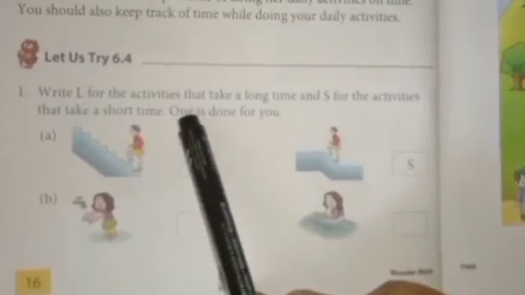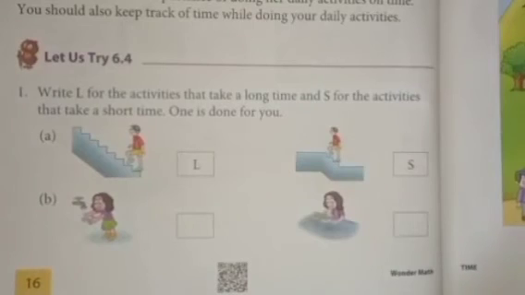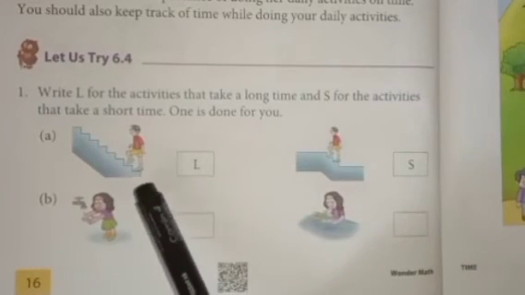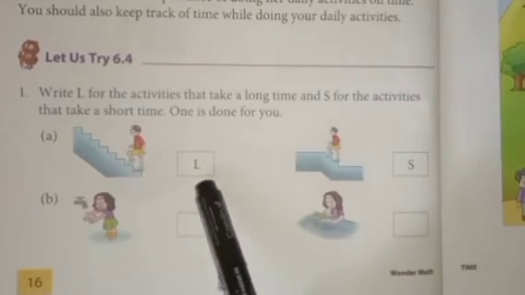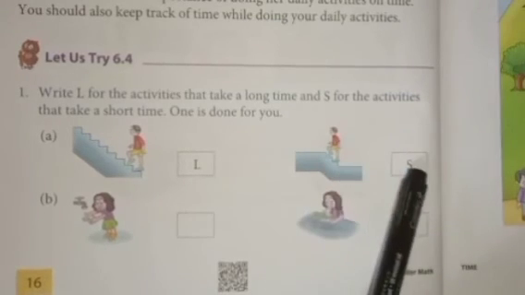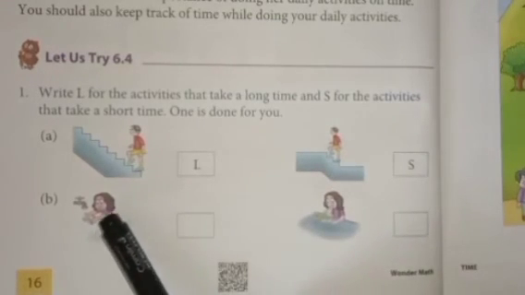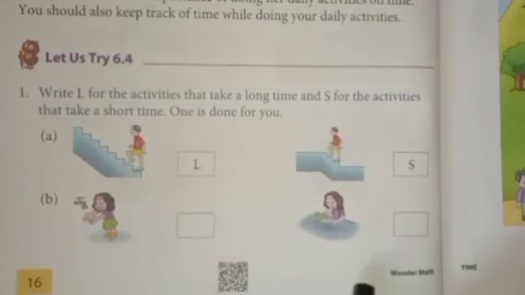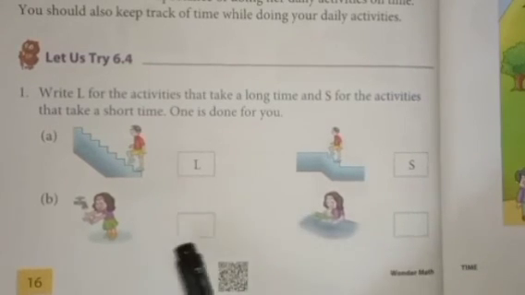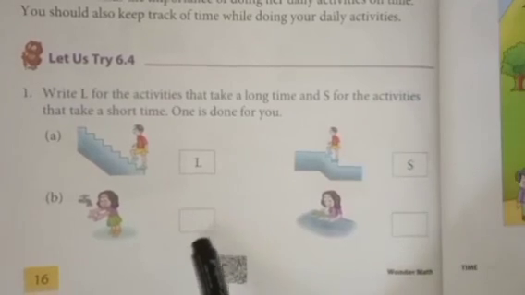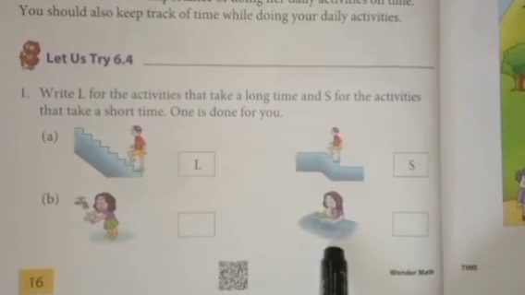Write L for the activities that take a long time and S for the activities that take a short time. So here, which activities? It is staircase. So here climbing the staircase, so it is long time, and it is small staircase only, so it is short time. So here washing hands, and here eating breakfast. So which take long time and which take short time? So it is washing hands only short time, so we can write S here, and breakfast it will be long time, so it will be L.